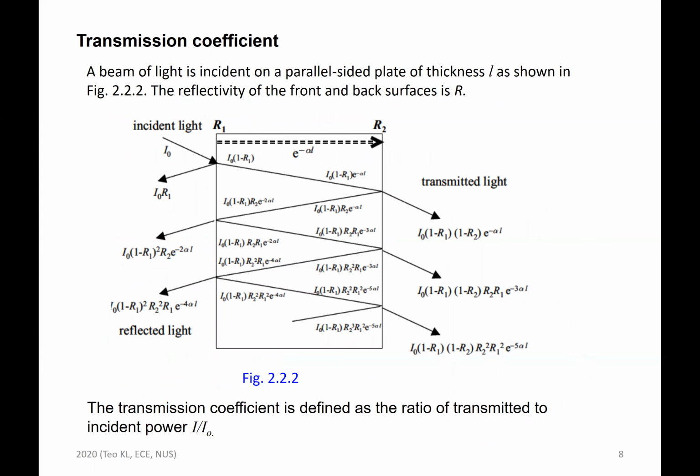Now, next few slides, we want to obtain the transmission coefficient. How much is being transmitted? So imagine you have a piece of semiconductor, down here we exaggerate a bit. The thickness from here to here is L. So this is the front surface, this is the back surface. R1 is the reflection coefficient at the front surface, and R2 is the reflection coefficient at the back surface.